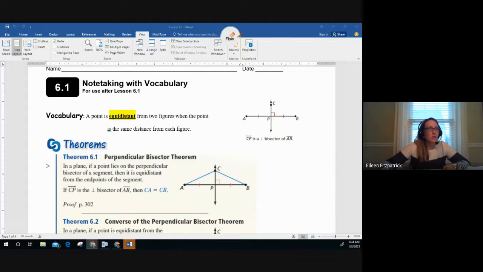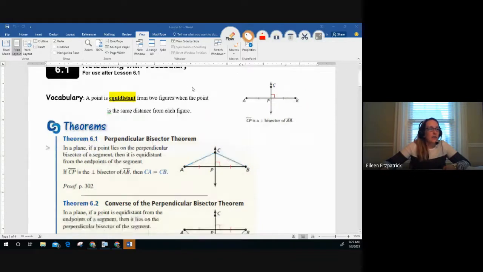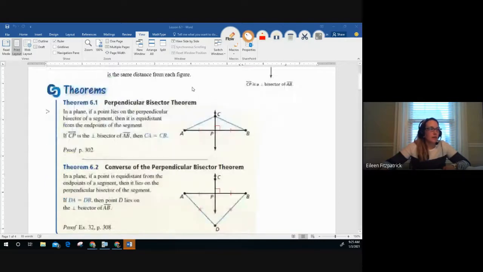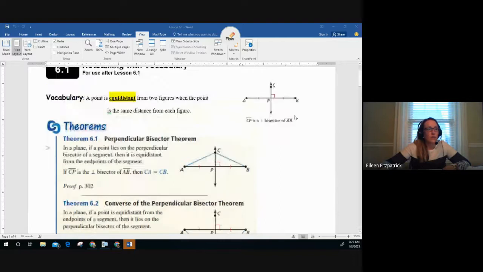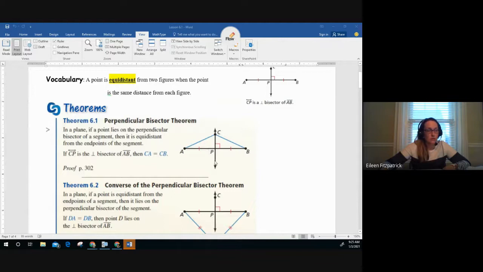All right, so the next thing is a theorem related to perpendicular bisectors, and it has to do with the equidistant term above as well. It says perpendicular bisector theorem. In a plane, if a point lies on the perpendicular bisector of a segment, then it is equidistant from the endpoints of the segment. So above we talked about CP being the perpendicular bisector, and you can see it's still the perpendicular bisector in this diagram as well, because CP is cutting AB in half, which we know by the tick marks, and it's also perpendicular, which we know by the right angle.